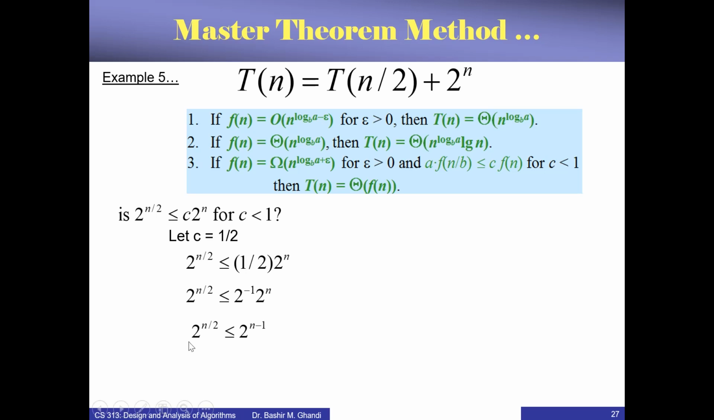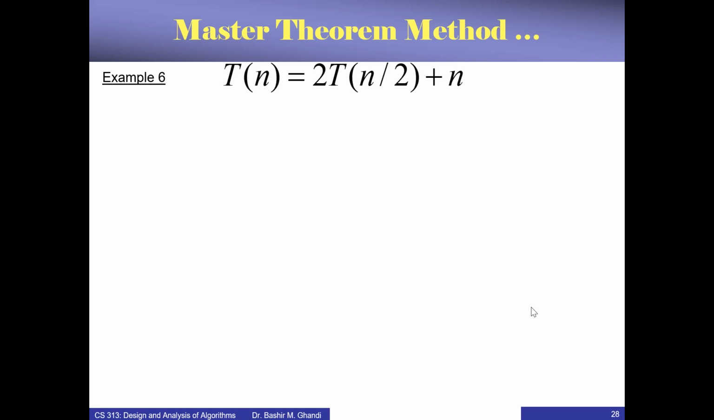The question is, is 2 to power n over 2 less than or equal to 2 to power n minus 1? Definitely yes. See, here we are only subtracting 1 from n, but here we are dividing n by 2. So definitely the left side is much smaller than the right hand side. So the extra condition in case 3 is also satisfied, and therefore we can conclude T(n) is theta of 2 to power n.